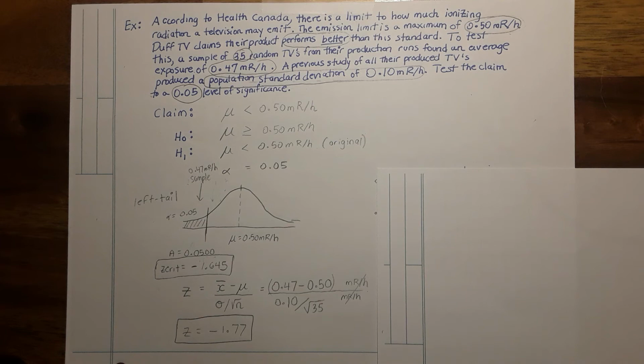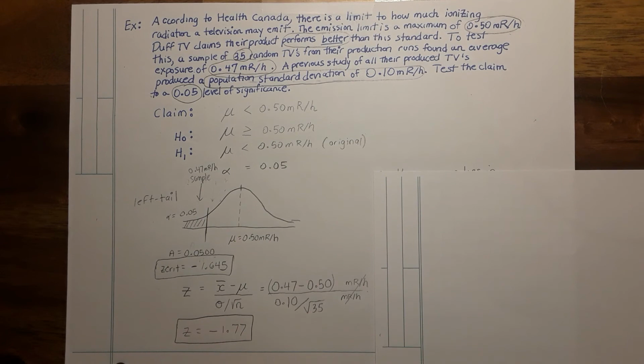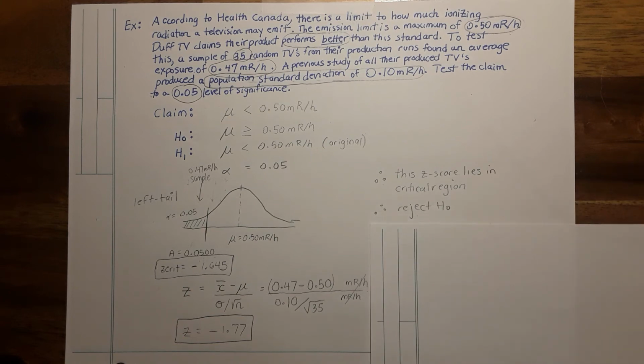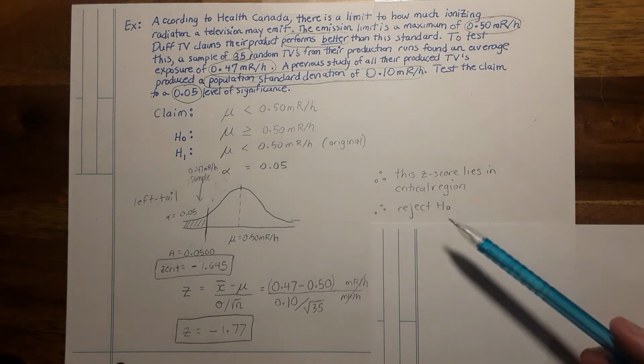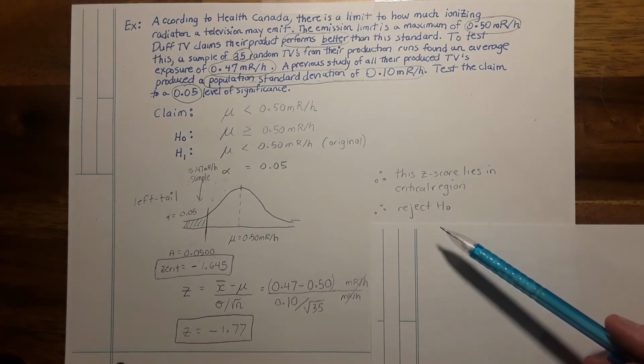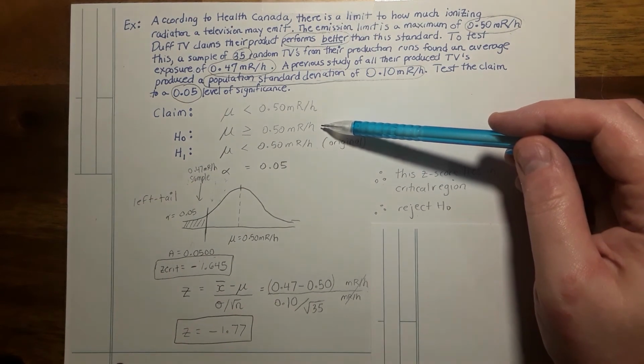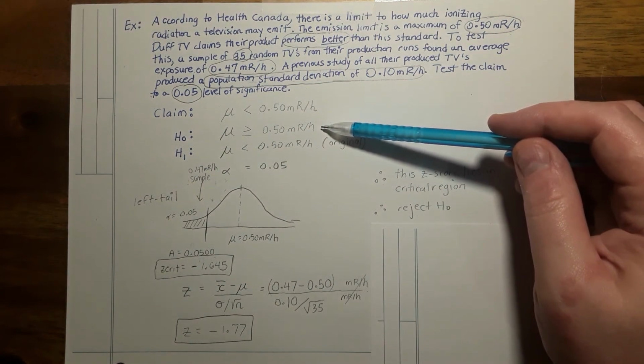So now we have to make a conclusion. Since our sample lies in the critical region, it means that we have to reject the null hypothesis. So that z-score is in the critical region. It means we reject the null hypothesis. If we reject the null hypothesis, then that means that we're saying claim H0, we have evidence to reject it.